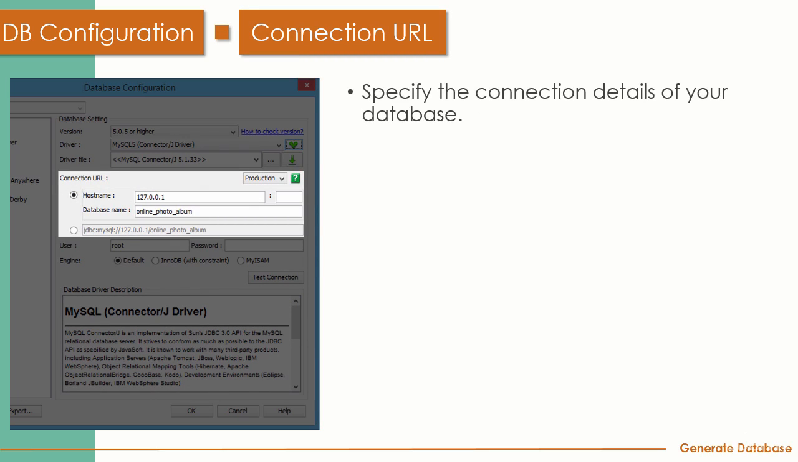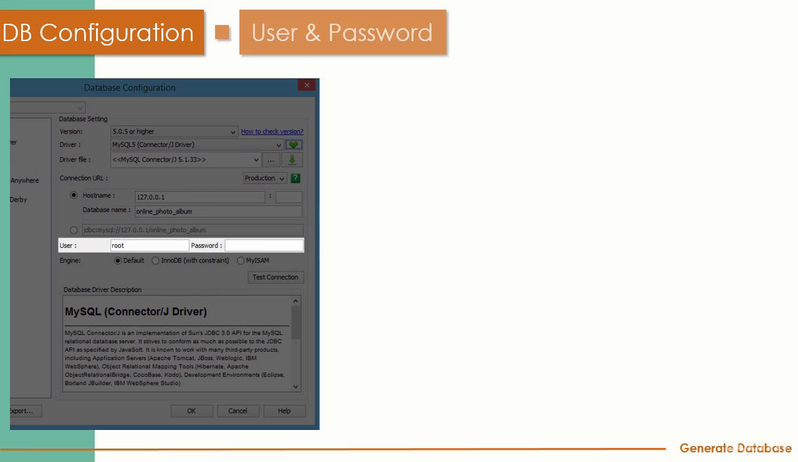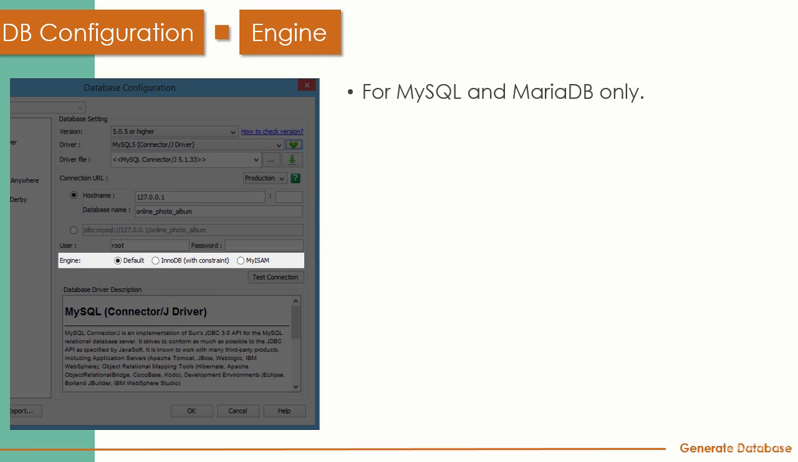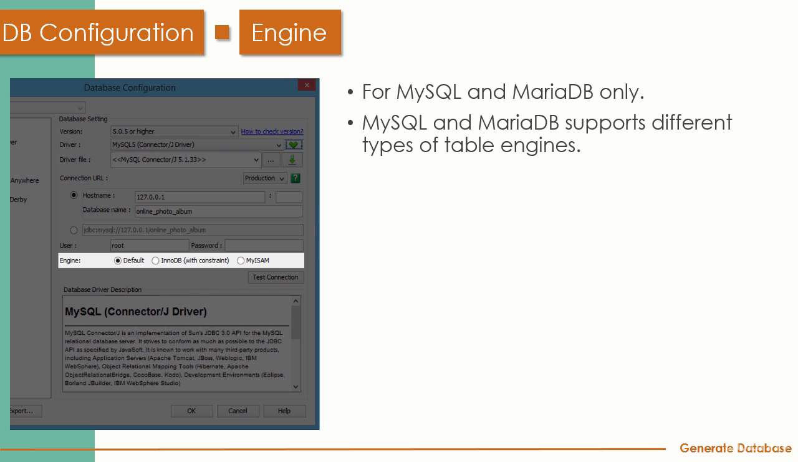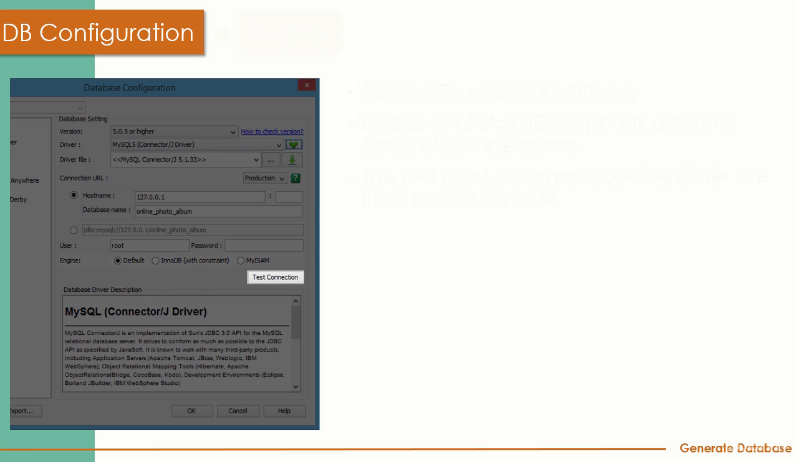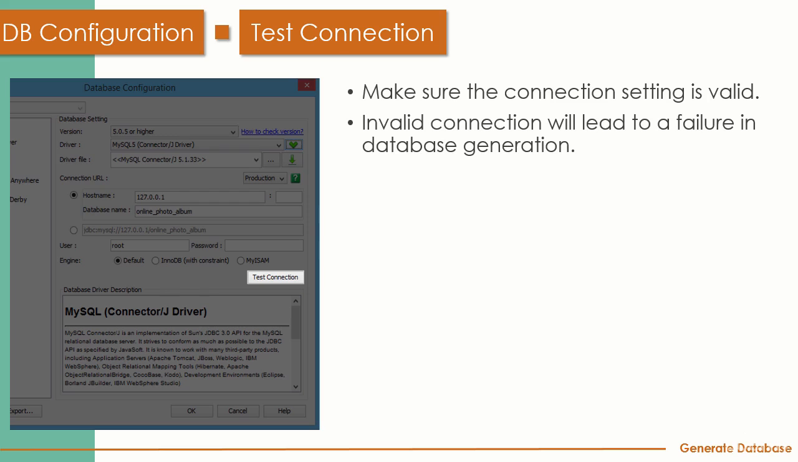And then the connection URL, where you specify the connection details to your database. This connection information is only useful if you select export to database. Username and password: enter the correct username and password. You may see the engine option if you use MySQL or MariaDB, and you pick the right engine to use. The most commonly used engine is InnoDB. We suggest using InnoDB. It has foreign key support and constraint support. Then you can click test connection to make sure the connection values you filled in are correct. If you haven't tested the connection and you export the database, you will get an error message.